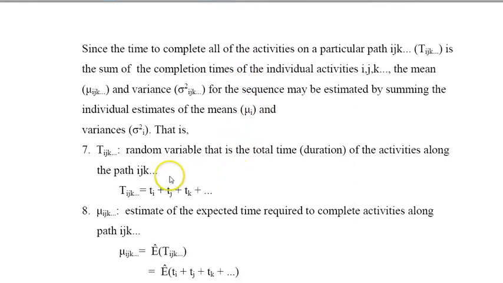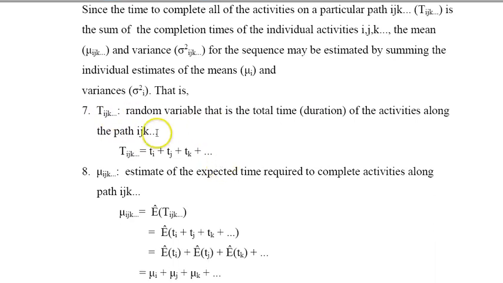Now the next step, I want to let t be a random variable that represents the total time of the activities along this path. This is the path, ijk is the path. So my random variable is ti, tj, tk, etc. And mu would be the expected value or the mean of the t.